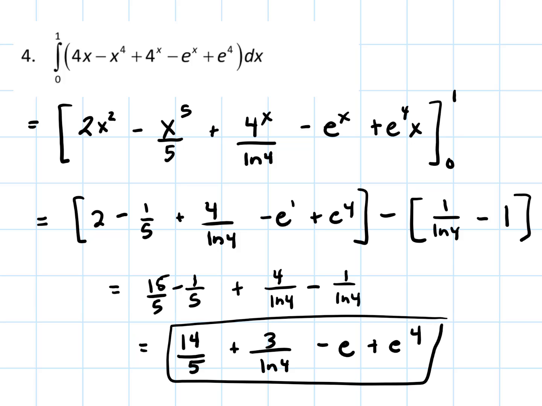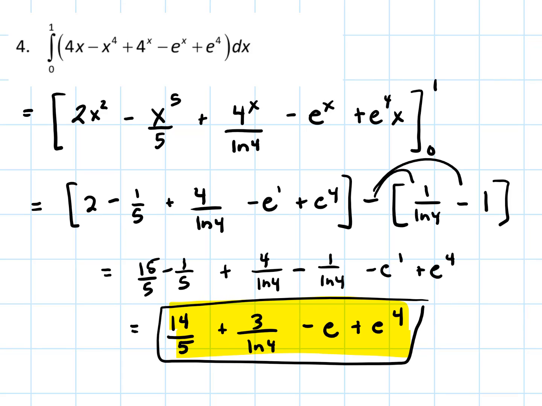And there is my answer with just a little bit of simplification. It did not carry down those, so I will now: minus e to the first plus e to the fourth. And there's our answer for our definite integral, and we will just leave it exact.